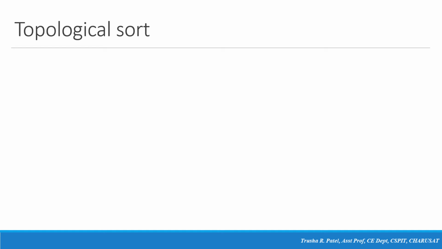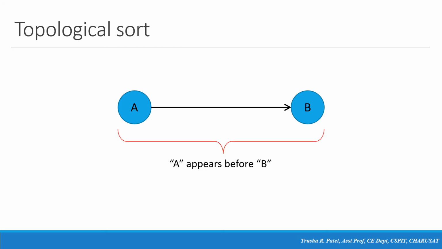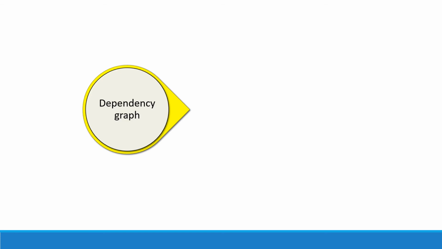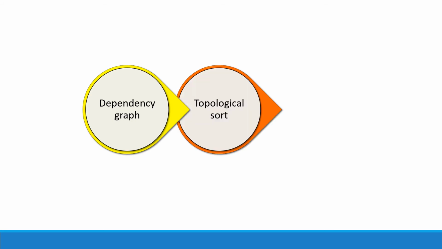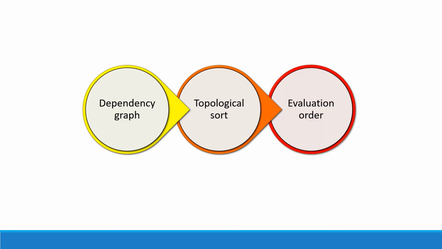Now next is the topological order. This is basically related to graph theory. If in a graph we have two nodes A and B, and there is an edge from A to B, it indicates that A appears before B. So our basic flow is we will construct the dependency graph first. Then from the dependency graph, we will perform the topological sort. And from that, we will find out the evaluation order.